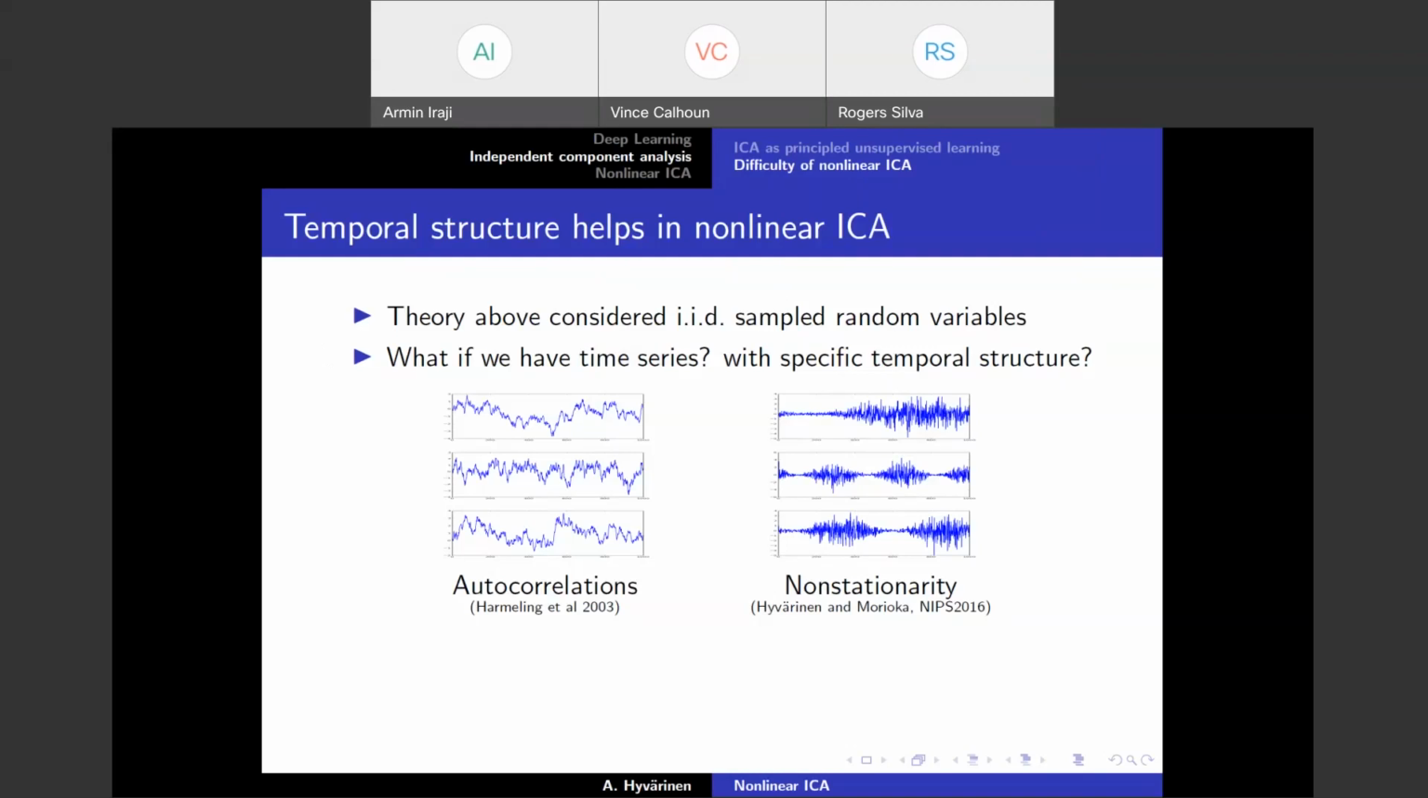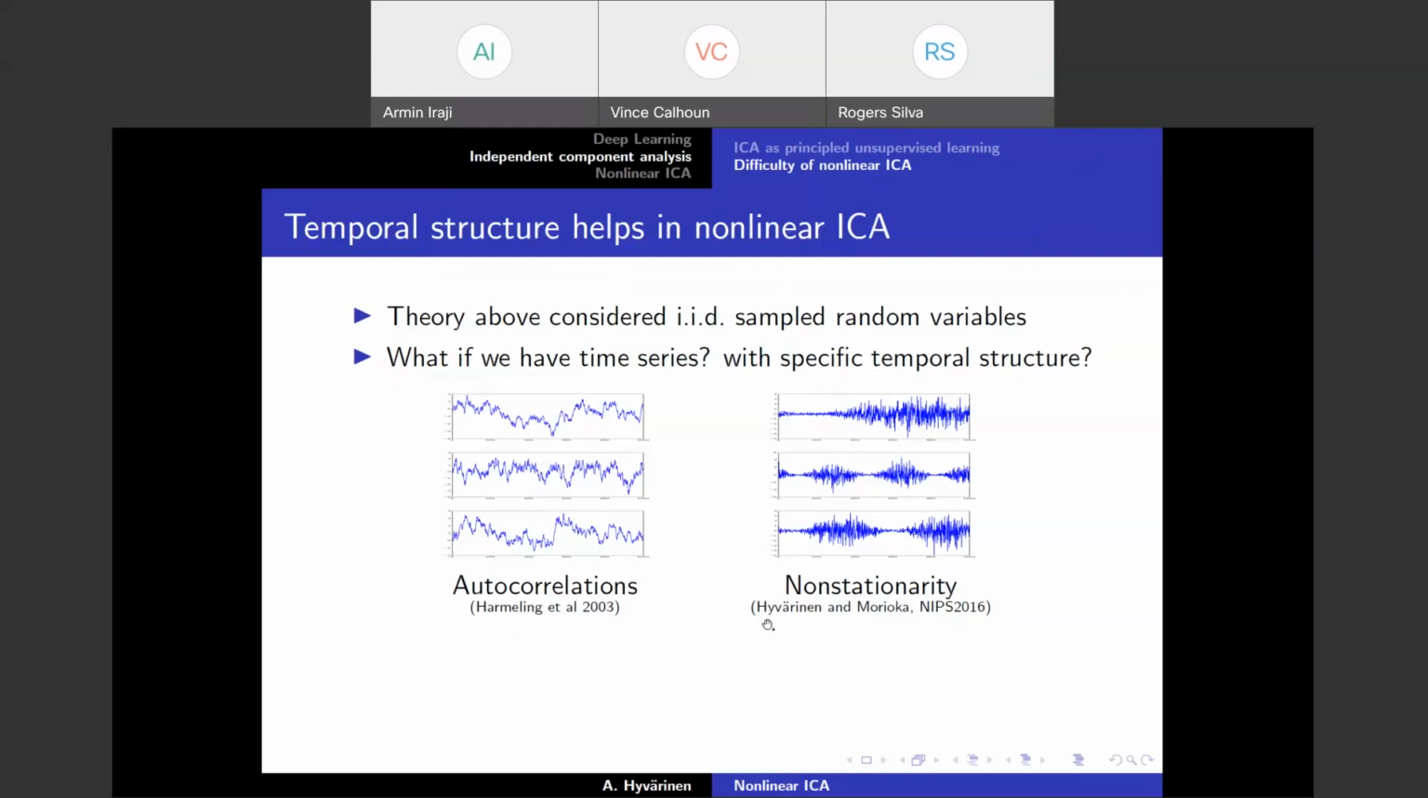But of course, if you have time series, then you will have dependencies between the different vectors that you observe. So in fact, it has been shown by several people that the situation is much better when you have certain kinds of temporal structure. I will be talking here about two different kinds of temporal structure. Actually, I will go through them in the opposite ordering.